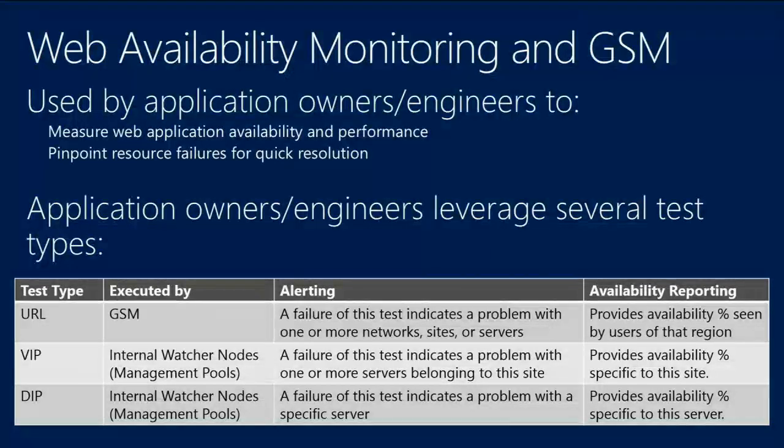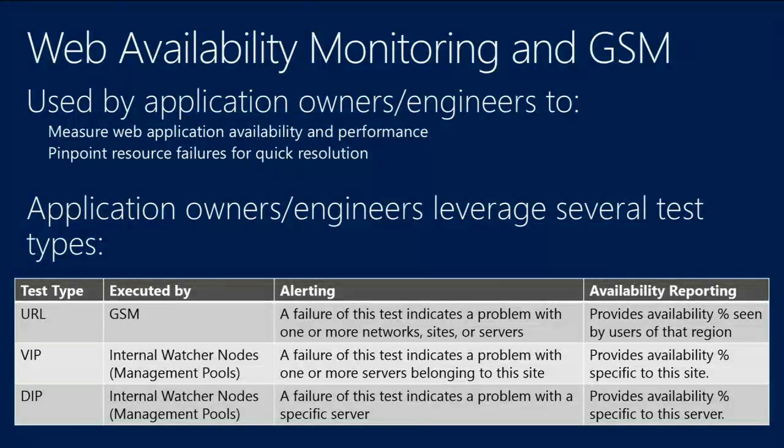The VIP test is tested from an internal watcher node, and a failure of this test indicates a failure of that particular site with multiple computers or servers behind it. The DIP test is a test that goes against an individual IP or server, and a failure of that test indicates that that particular server is offline or there's a problem with the web app on that page.